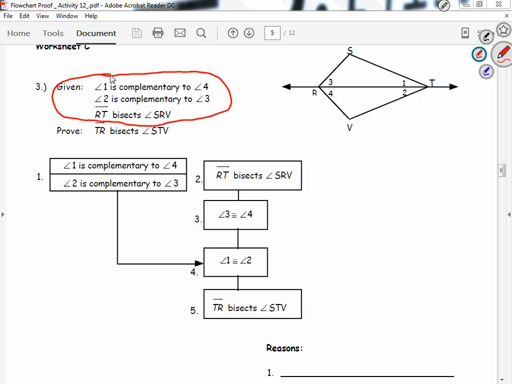In this case, we got 3 statements. Look for your given and write your reason for it. It's because it was given. So looking at statement 1, angle 1 is complementary to angle 4. Angle 2 is complementary to angle 3. Why is that true? Because it was given. Then I look at statement 2. RT bisects angle SRV. Given.